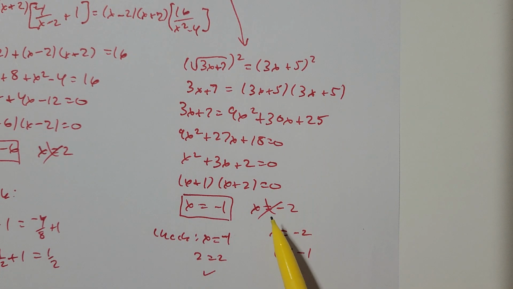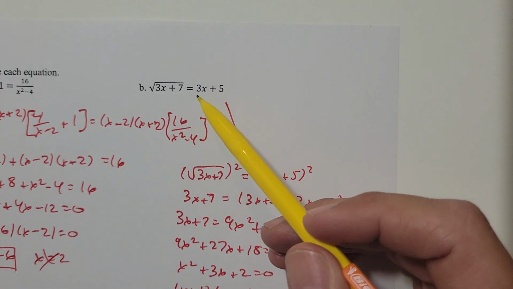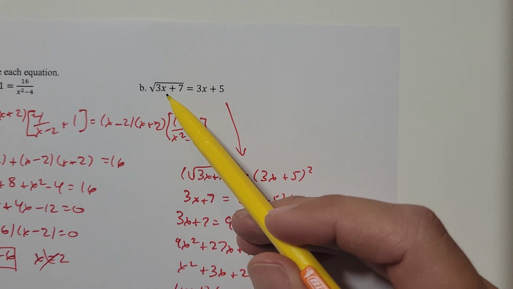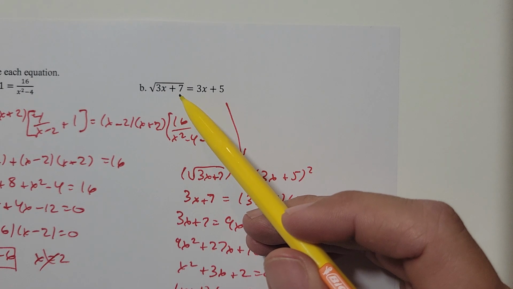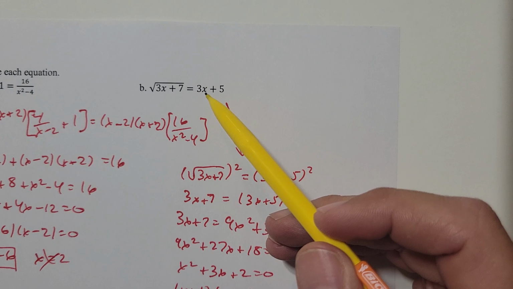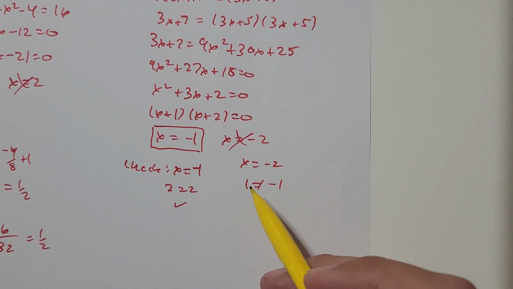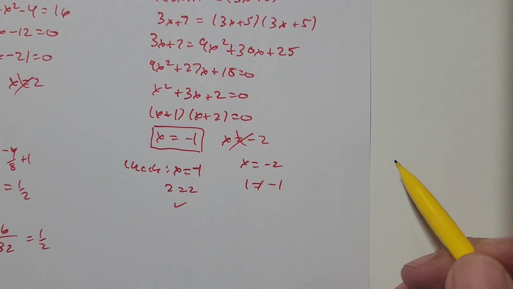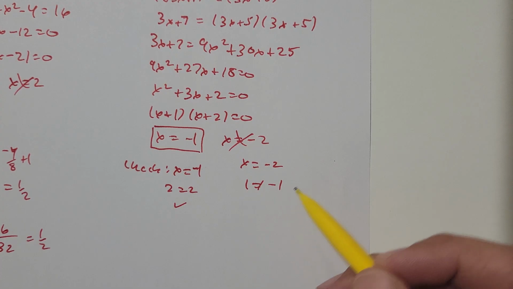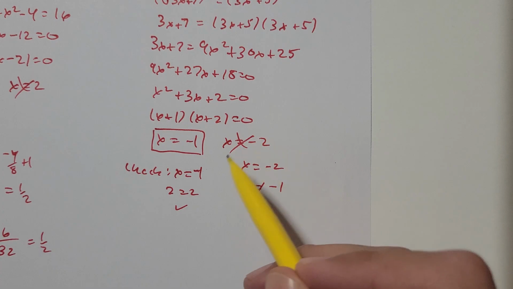I'll take -2 first. So if I plug in -2 into this, on the left, 3 times -2 is -6, plus 7 is 1, and 3 times -2 is -6, plus 5 is -1. So we're saying 1 equals -1. That's not true, right? 1 does not equal -1. So that means that -2 would be an extraneous solution. I'd want to throw that number away.